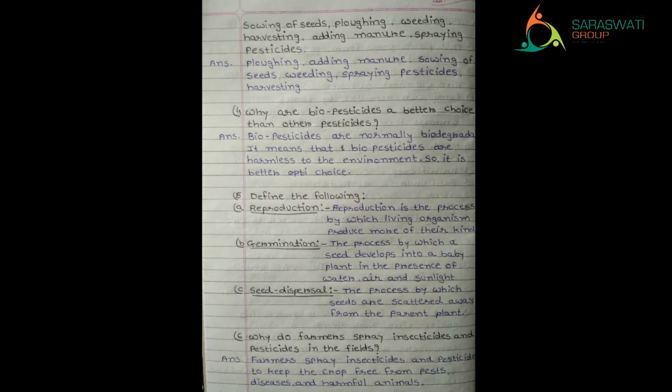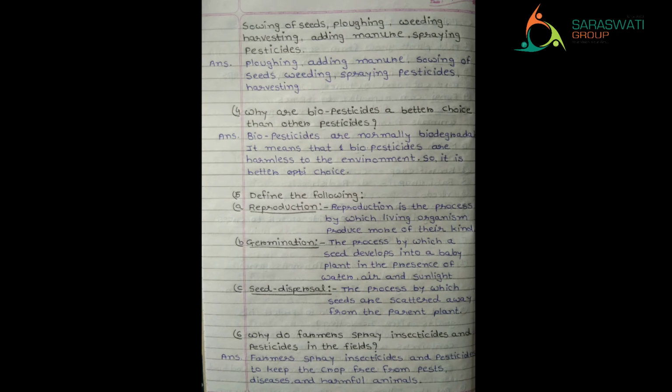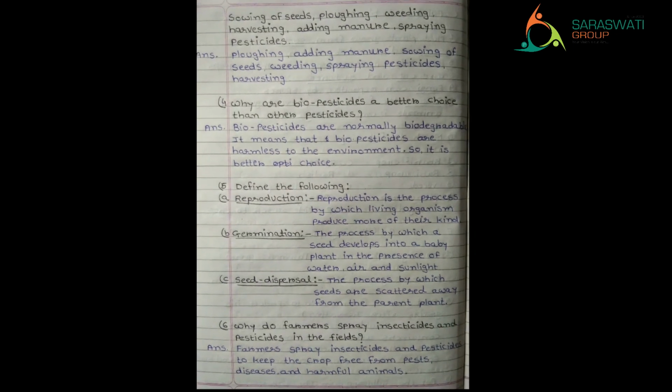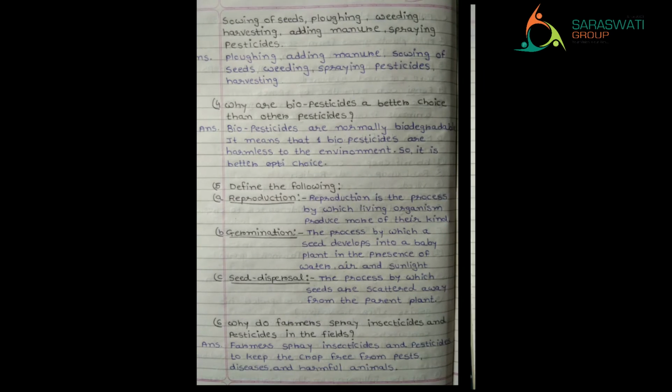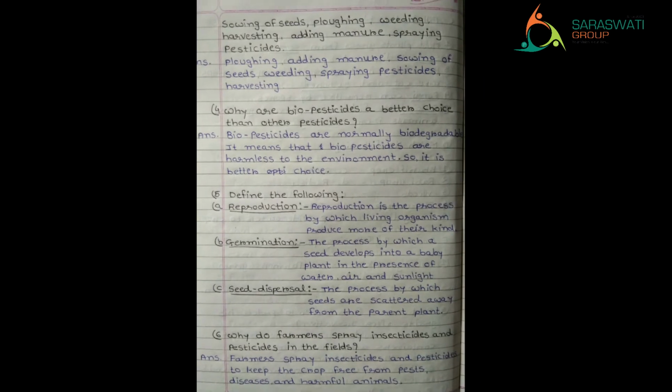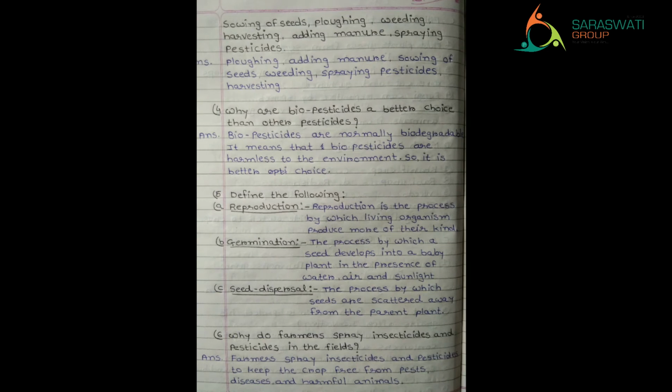Clear? Now we will go to the fifth question. That is define. That means we have to write definitions, right? So the first one is reproduction, right? What is the meaning of reproduction? Reproduction is the process by which living organisms produce more of their kind. This we have also seen in the hard words, right? So I hope you have remembered, right?